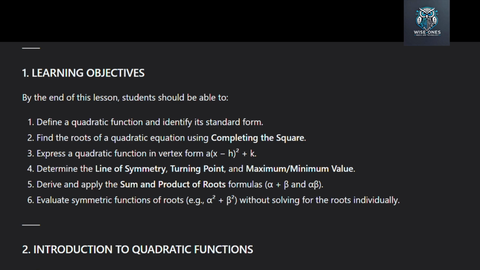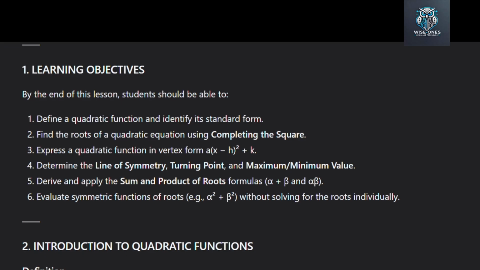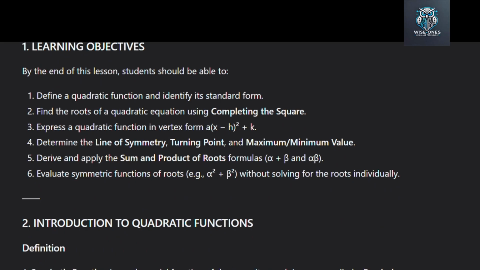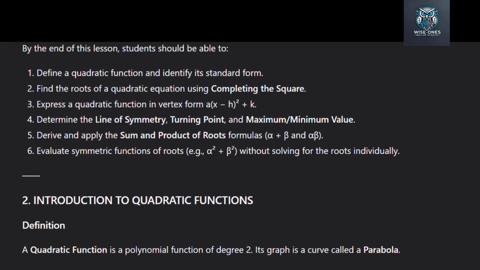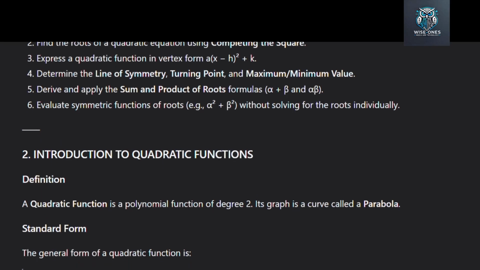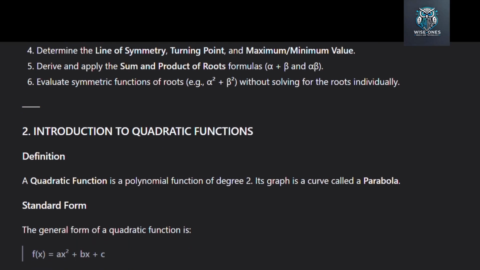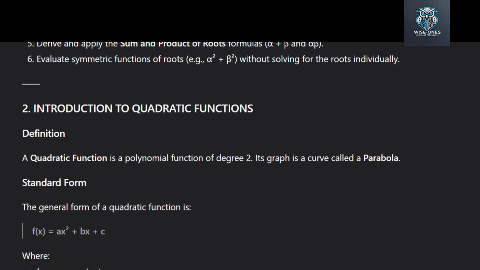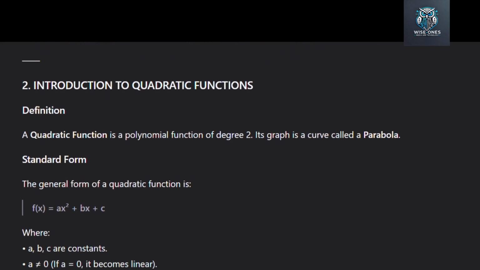Let us start with section 2, Introduction to Quadratic Functions. What is a quadratic function? A quadratic function is a polynomial function of degree 2. This means the highest power of x is 2. Its graph is a curve called a parabola. You have probably seen this shape before. It looks like a U, or an upside-down U.